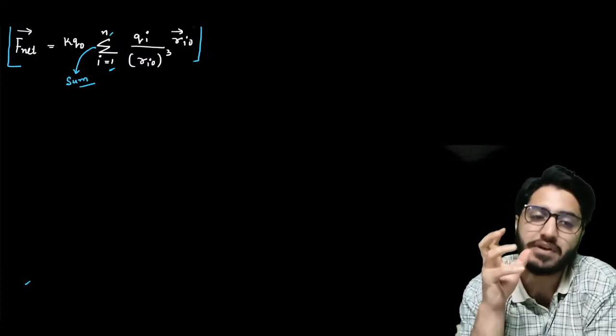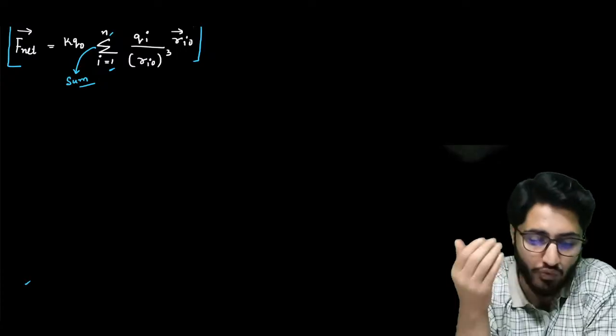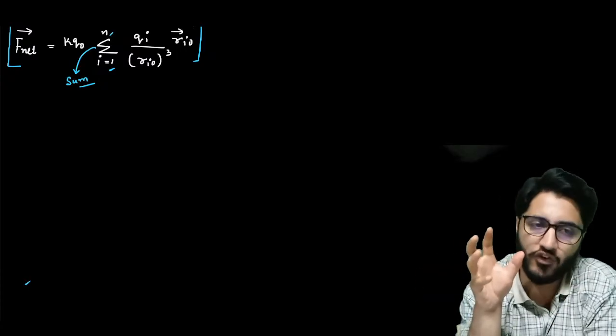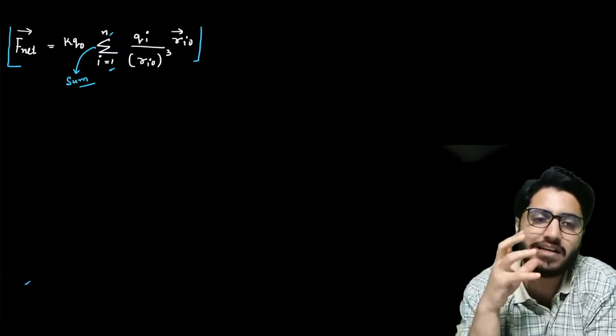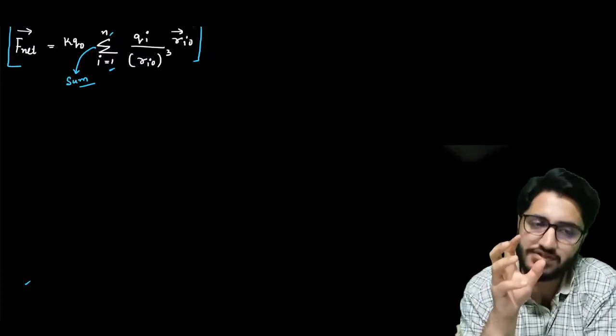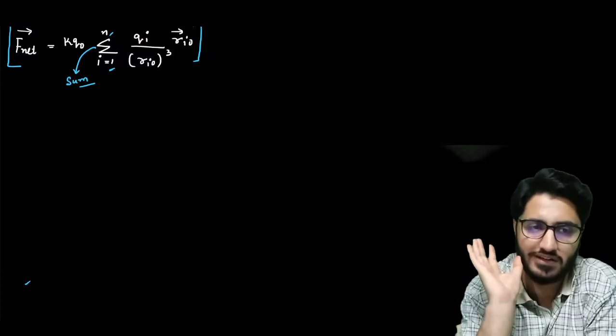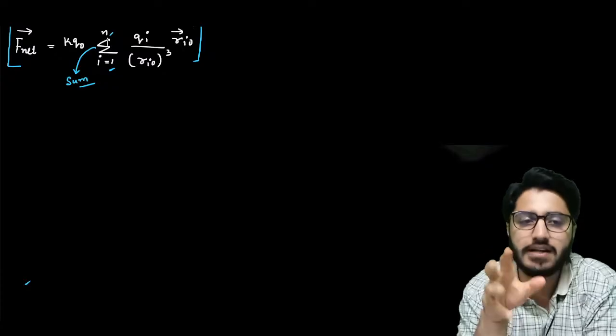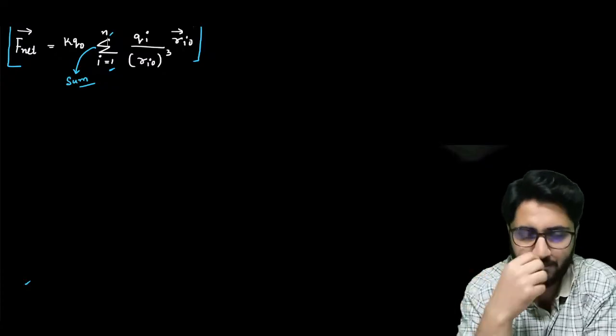So look, this is how we will represent it. But how to find F net? This is a representation in vector form. But basically, in a numerical, we don't need to write this much. It is only for your derivation. It is not important from a numerical perspective. So for numericals, how do we need to manipulate it?